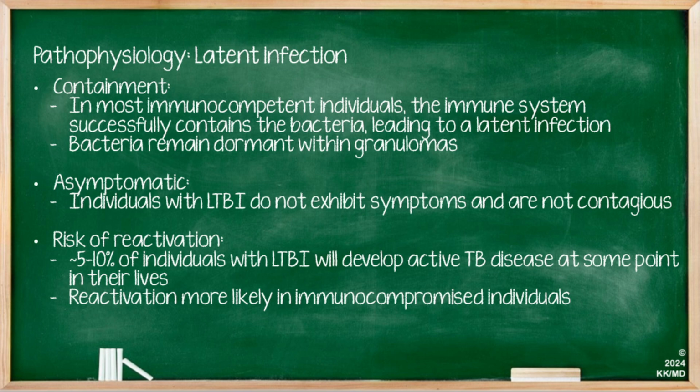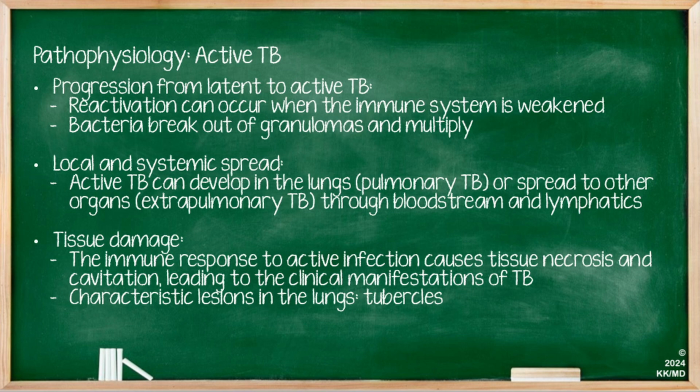The next part of this is the asymptomatic phase, in which individuals with latent tuberculosis do not exhibit any symptoms that would make you think that they are contagious. And finally, there is a risk of reactivation in the future, which happens in about 5 to 10% of individuals with latent TB that will develop active TB disease at some point in their lives. And it's really important for MRCP for you to realize that reactivation is more likely to occur in those who are immunocompromised.